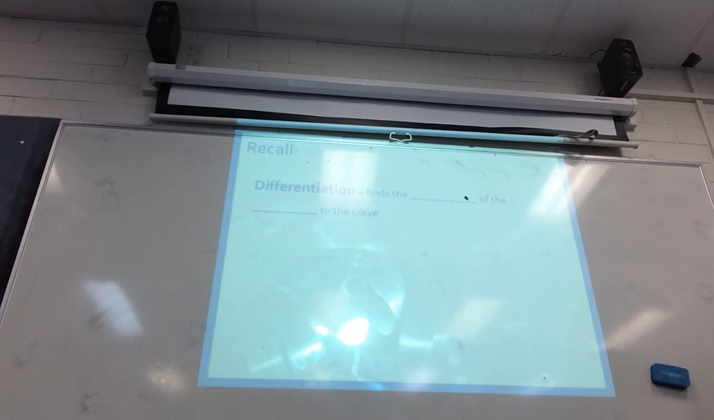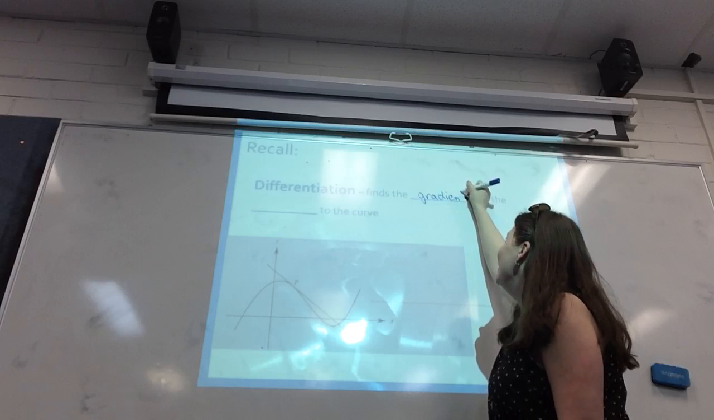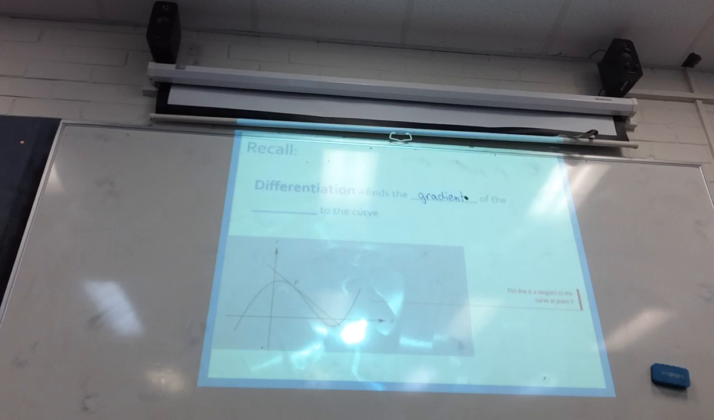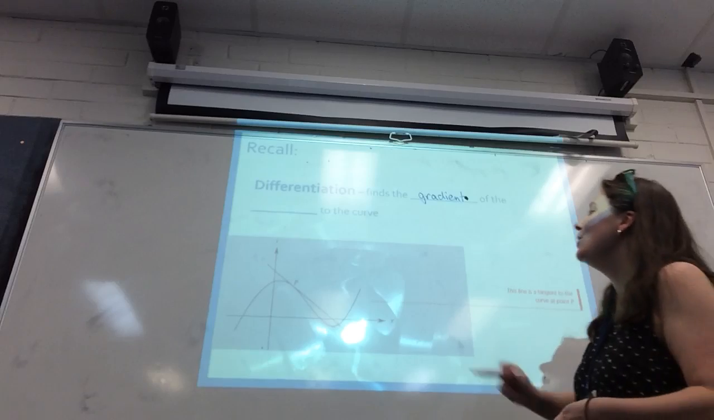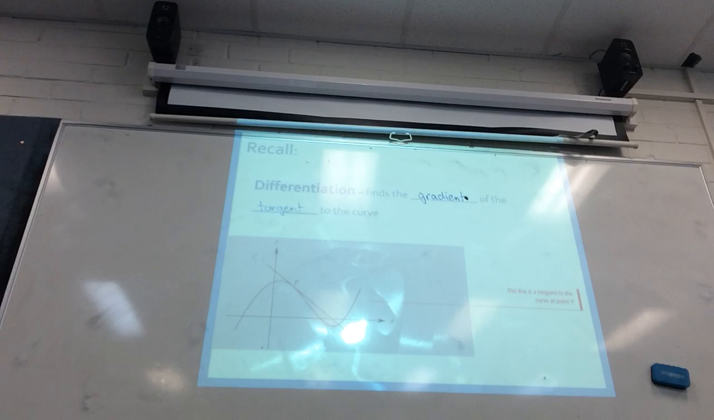Okay. So, I think we've remembered this well: when we differentiate, we're finding the gradient of the tangent to the curve. So, remember the gradient is showing us the slope.